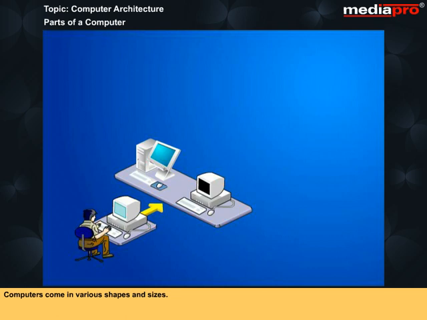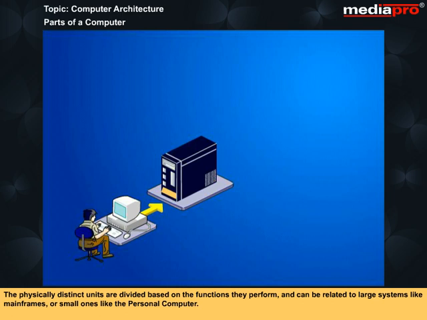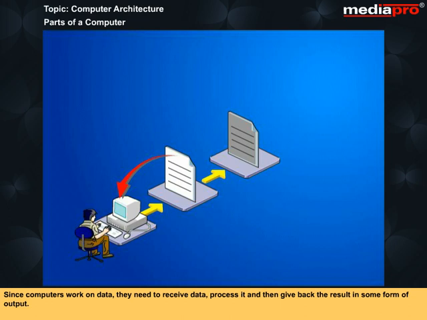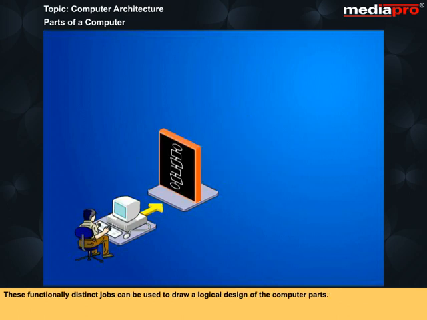Computers come in various shapes and sizes. The physically distinct units are divided based on the functions they perform and can be related to large systems like mainframes or small ones like the personal computer. Since computers work on data, they need to receive data, process it, and then give back the result in some form of output. These functionally distinct jobs can be used to draw a logical design of the computer parts.